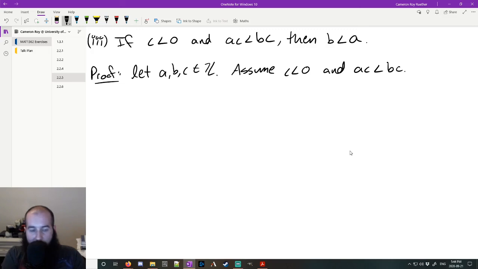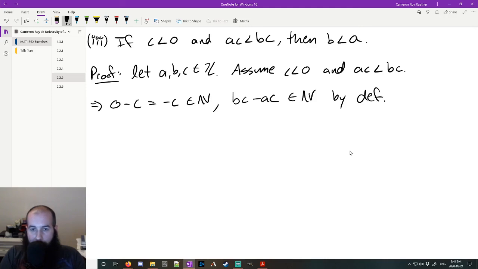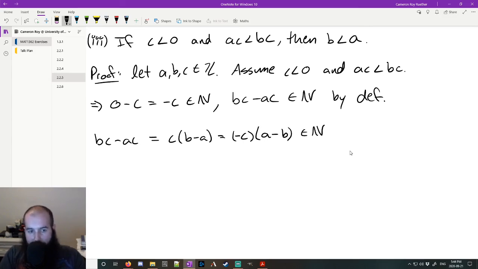Let's unpack what this means. If C is less than 0, that means 0 minus C, which is equal to the additive inverse of C, is natural, and that BC minus AC is natural. Now, what we're going to do is take BC minus AC. We can write it as C times (B minus A), as we did previously, but we can also write it as negative C times (A minus B). And this is natural, because it's equal to BC minus AC, which we know is natural.